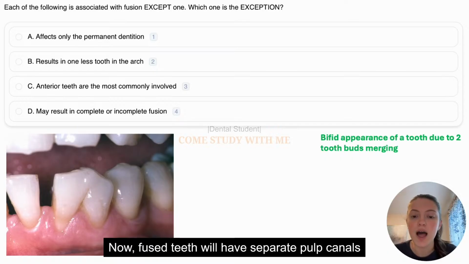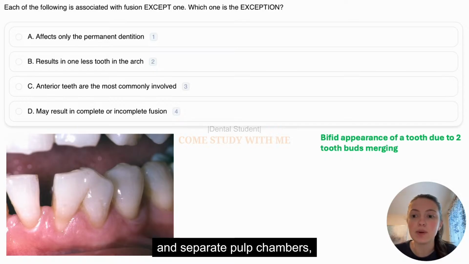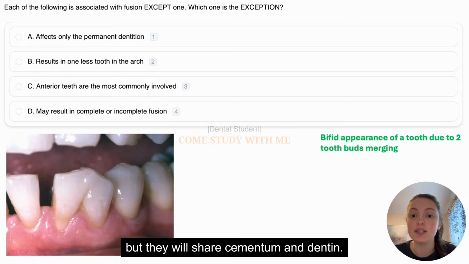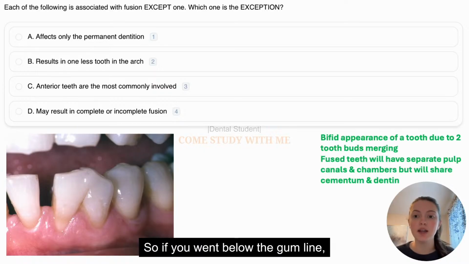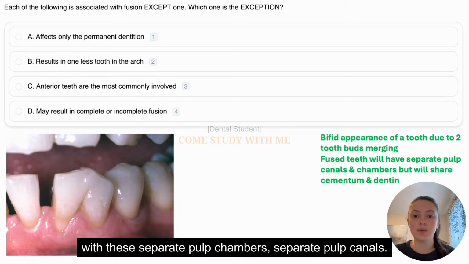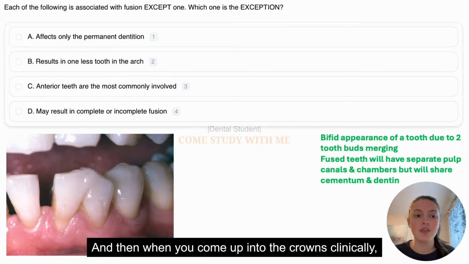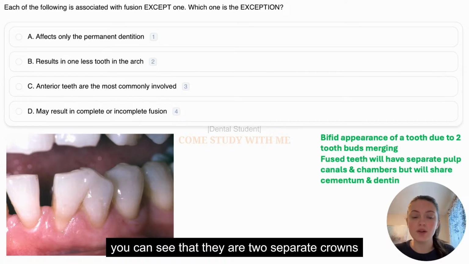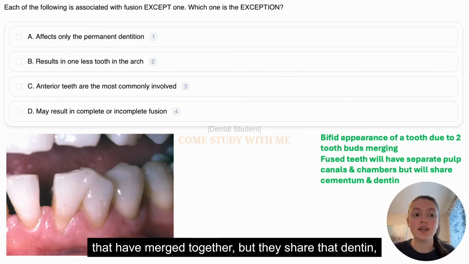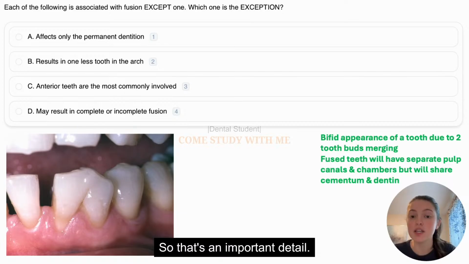Now, fused teeth will have separate pulp canals and separate pulp chambers, but they will share cementum and dentin. So if you went below the gum line, you would see these separate roots with separate pulp chambers and separate pulp canals, and then when you come up into the crowns clinically, you can see that they are two separate crowns that have merged together, but they share that dentin, they share that cementum. So that's an important detail.